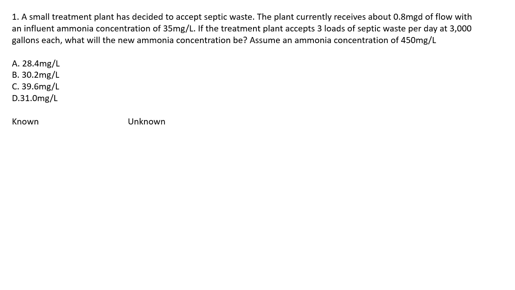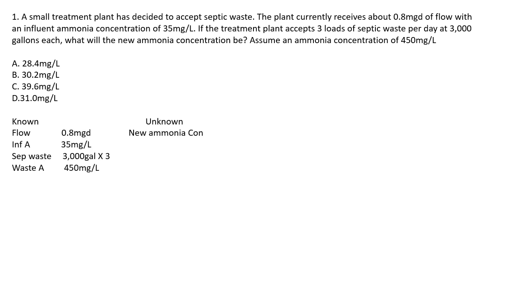First, let's pull our knowns and unknowns out of our word problem. So what we know is there's a flow of 0.8 mgd. The influent ammonia is 35 milligrams per liter. The septic waste is 3,000 gallons, and you're going to do that 3 times. And the waste ammonia is 450 milligrams per liter. What we're looking for is the new ammonia concentration.